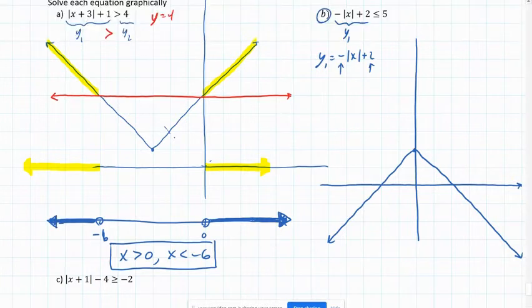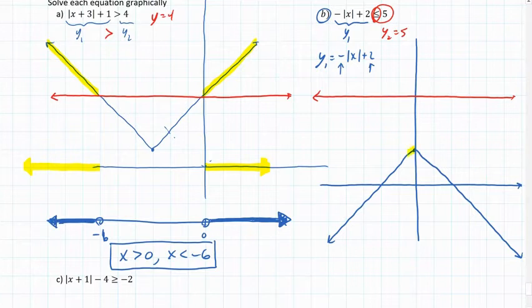And the right side is y2 equals 5. That's here. And we want to know, where is the blue graph below or equal to the red graph? And the blue graph is below the red graph everywhere. And so if we were to highlight it like we did in example A, that would be the entire blue graph is below the entire red graph everywhere.